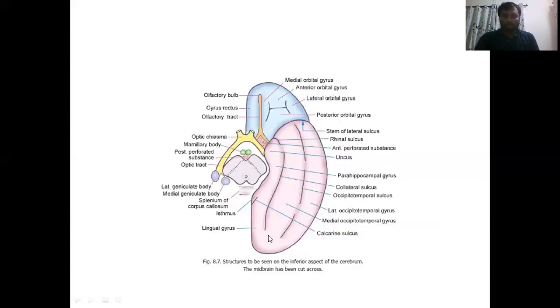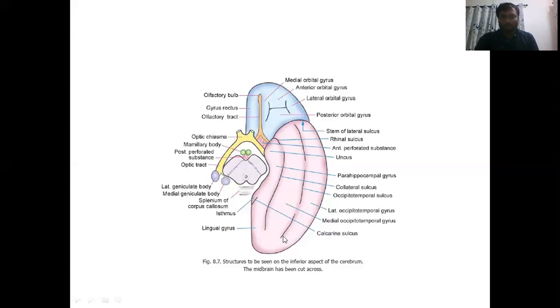Now we are moving to the tentorial surface. See here in the tentorial surface, mainly we can see three sulci. What are they? Towards the medial part of the temporal pole, we have one small sulcus. This is the rhinal sulcus. Then in the medial part, we can see another one, that is the collateral sulcus.